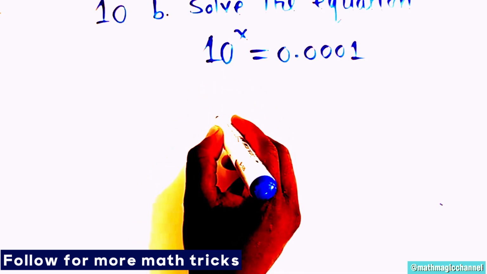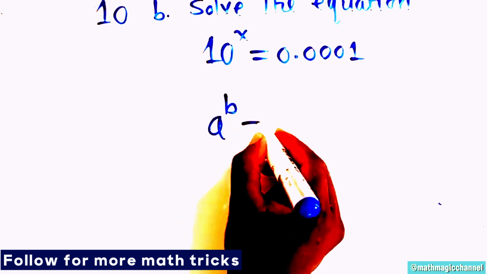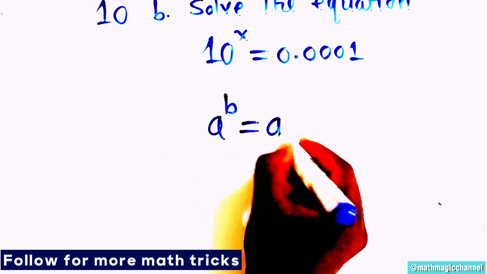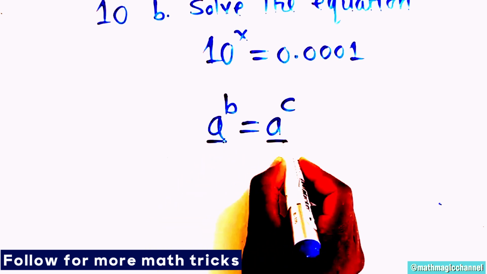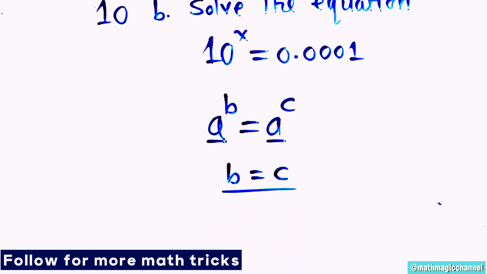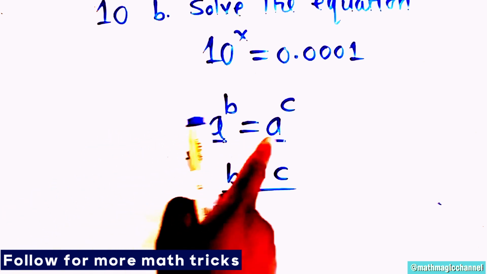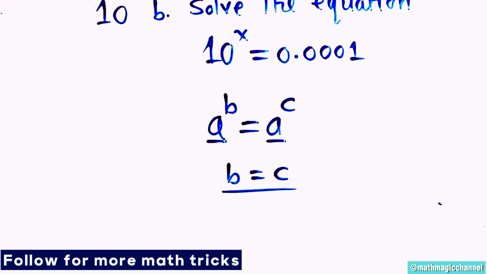We need to apply these laws of indices, where it says when you've got a as a base power b, which is equal to a power c, so for as long as this base is equal to this base, we are going to say b is equal to c, meaning the powers are equal to each other. So when you're given an exponential equation, just check the bases. If the bases are the same, that simply means the powers are equal to each other.